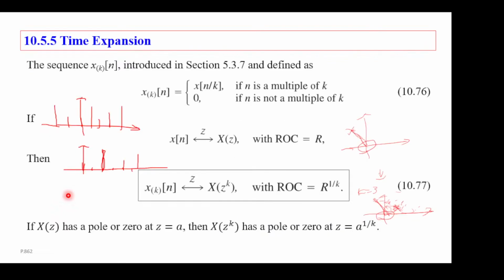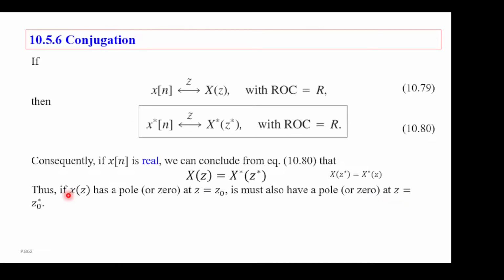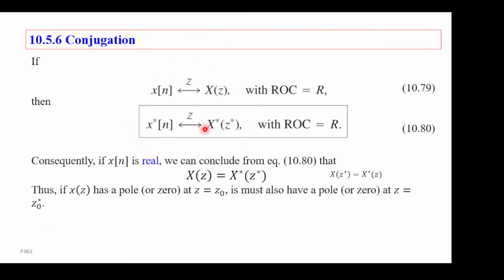So this is a bit of a weird property of time expansion. Question? If not, then let's see the next one. Conjugation. The conjugation property is not weird, it's just like before, but also we don't have a derivation. Anyway, if you conjugate x of n, then in the z domain you have a kind of double conjugation: x of n becomes x conjugate of n, big X also gets conjugated, and the z also gets conjugated. I guess you can derive this from the definition. If you conjugate everything, then you should get the result.